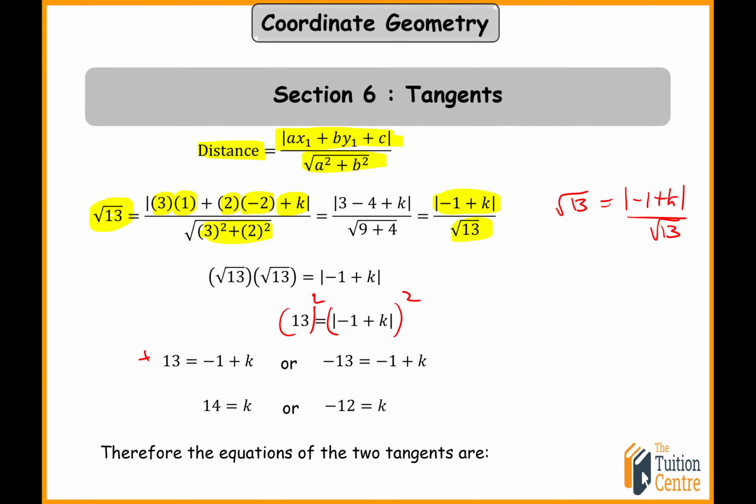Those are my two answers for k, and therefore my two equations are 3x plus 2y plus 14 equals 0 and 3x plus 2y minus 12 equals 0. So it looks like a tough enough question when you start, but the maths of it are not as bad as some others. So if you practice those ones, you'd have a good chance of getting it right.